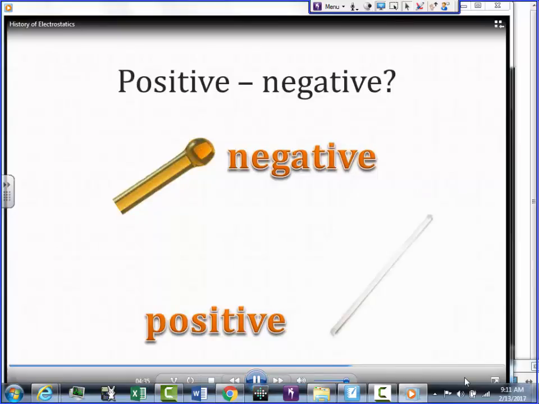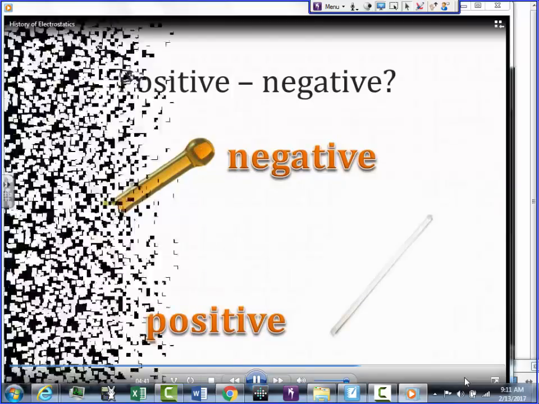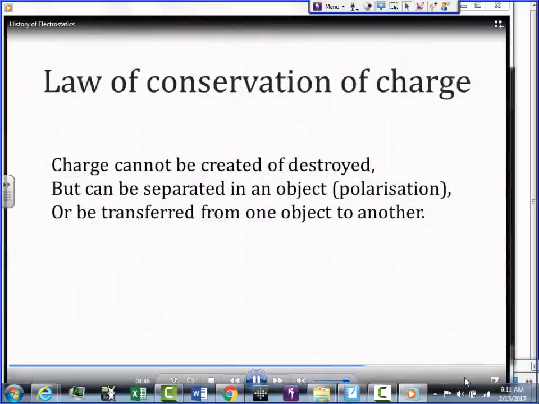Now, although Franklin's single fluid theory is not exactly right, it did lead into a law which we still use today in physics. And this is on your sheet, I believe, like one of the 10 laws: conservation of charge. Charge cannot be created or destroyed, but it can be separated in an object or be transferred from one object to another.